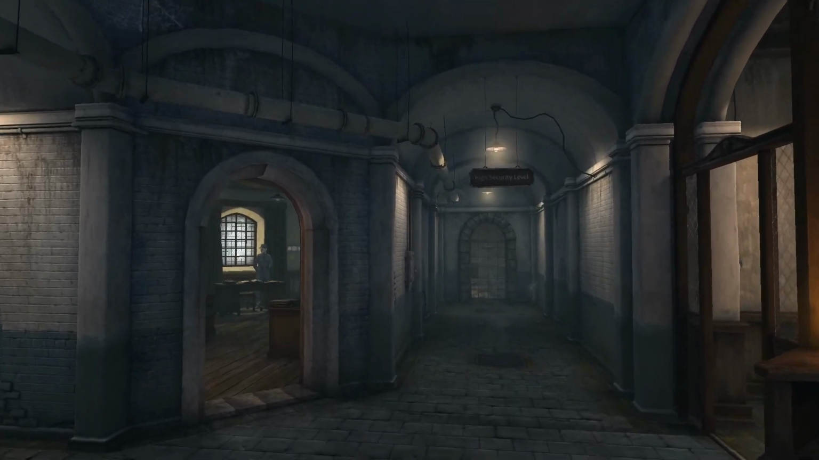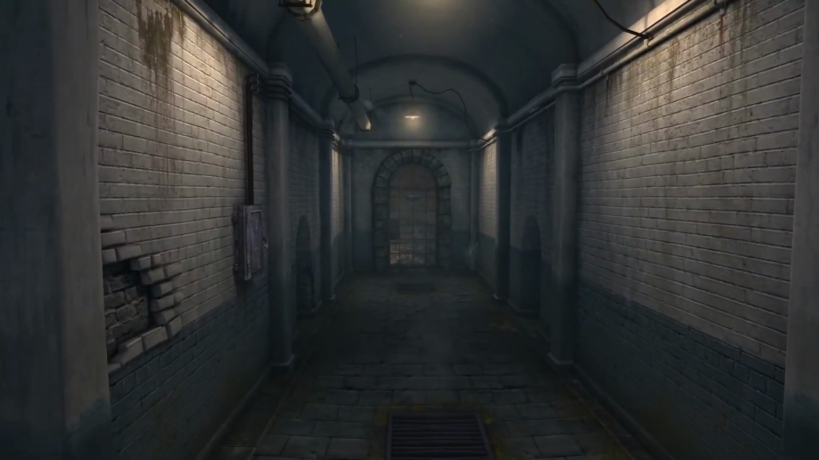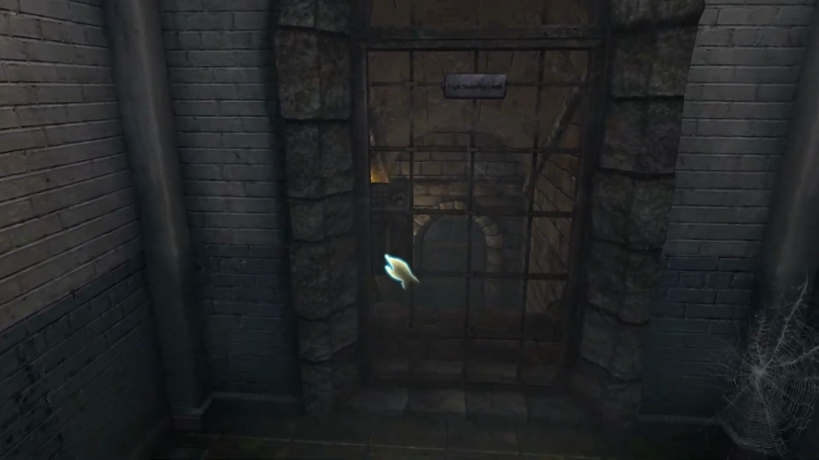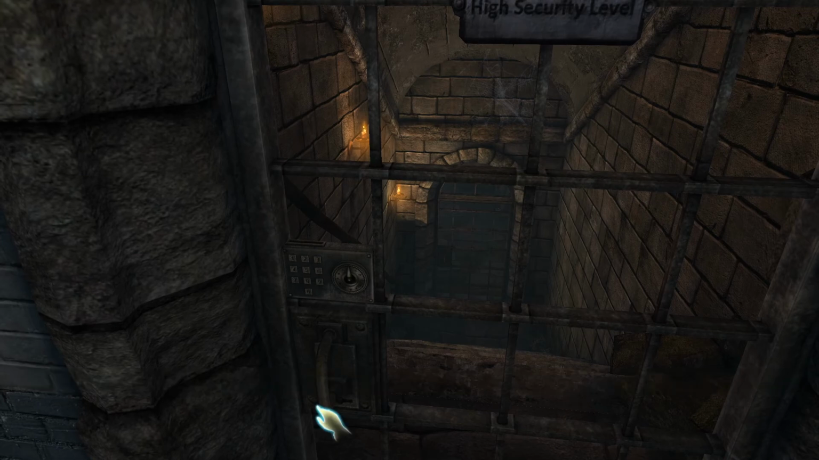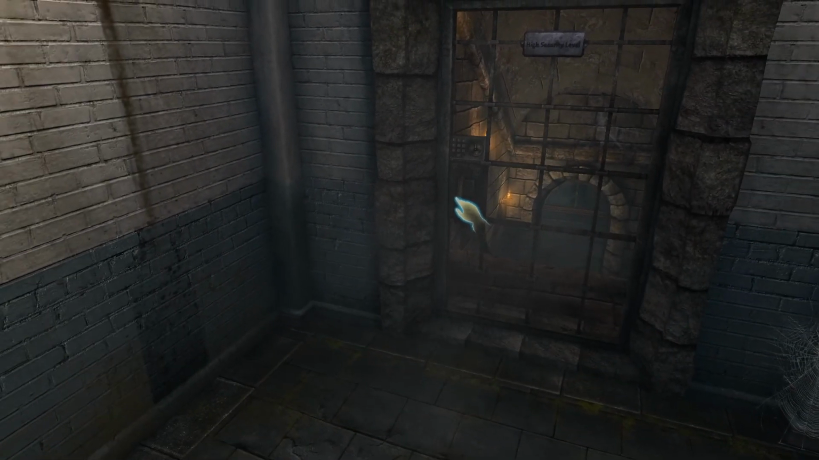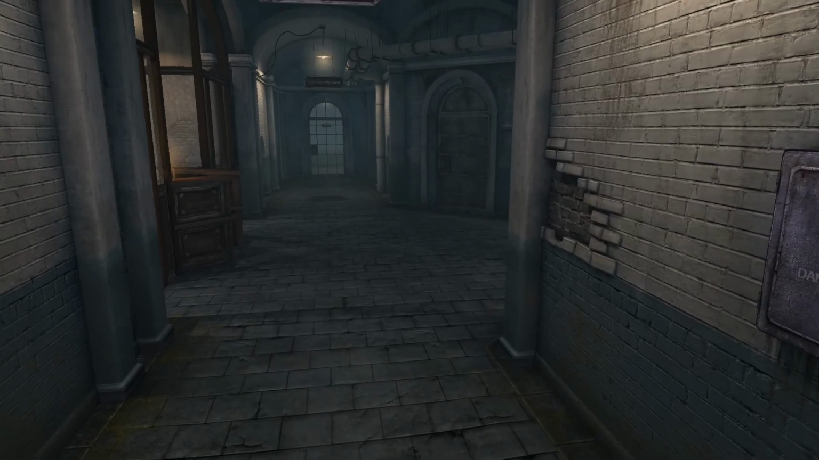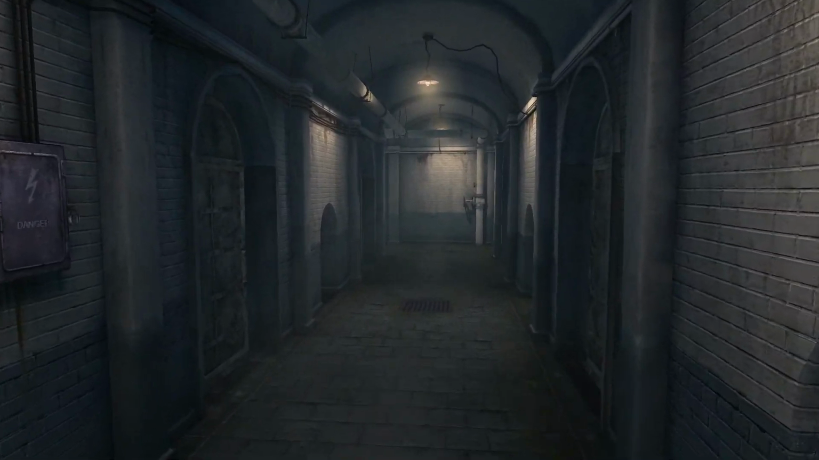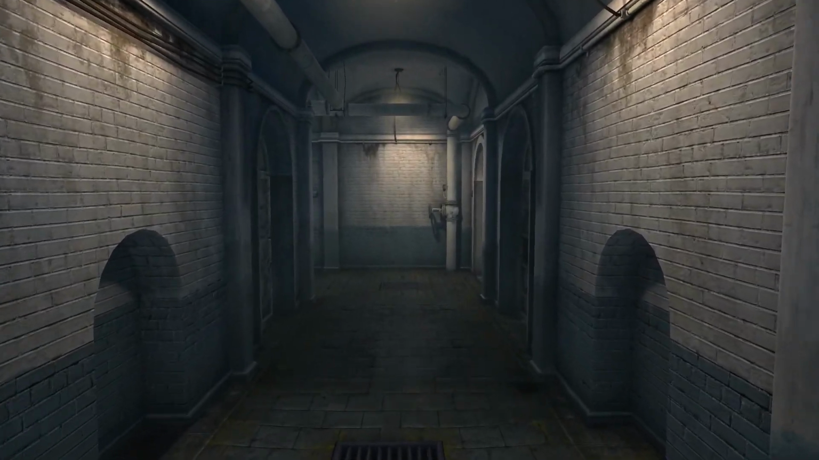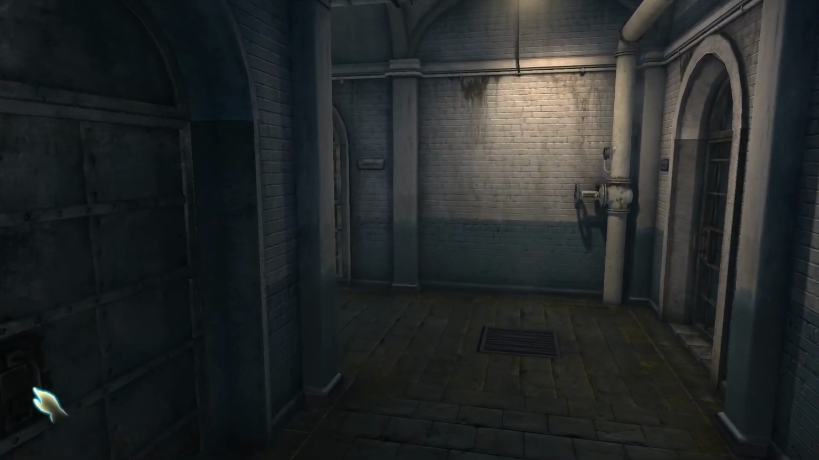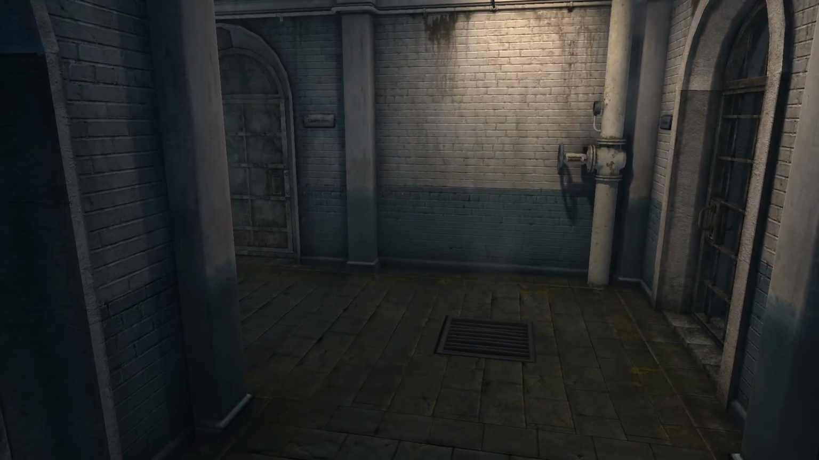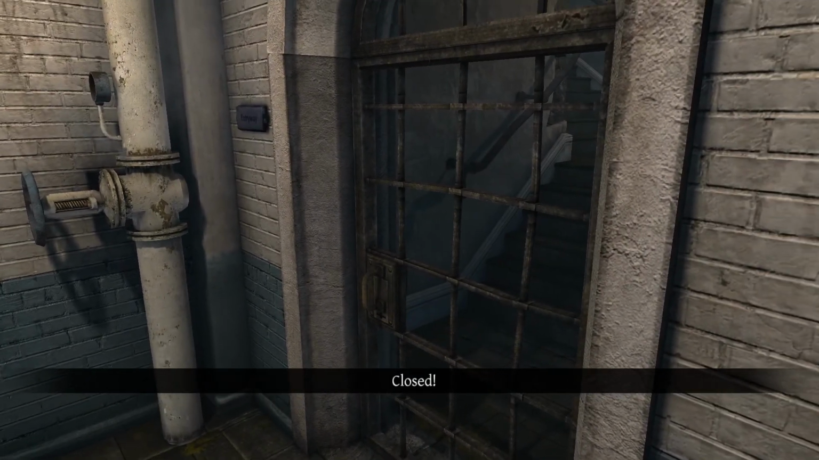Yeah, I noticed at least the preview has a little stutter here. Hopefully it doesn't get any worse. I'll try to keep the movement as smooth as possible. Closed. And that's where we probably want to go, but obviously we can't for now. Anything interesting around here? Locked. I can feel a draft. This must be the access to the inside yard. Interesting. Closed.